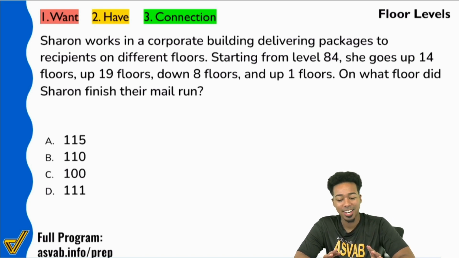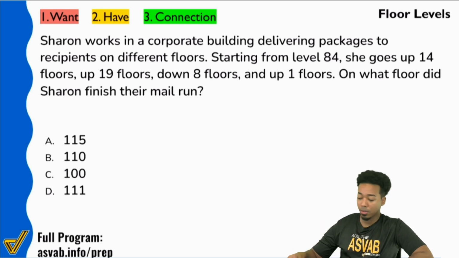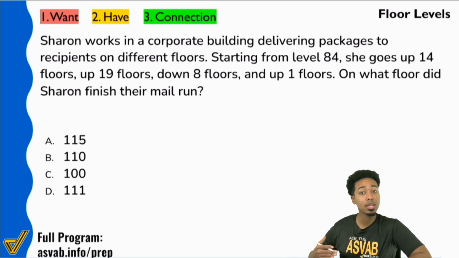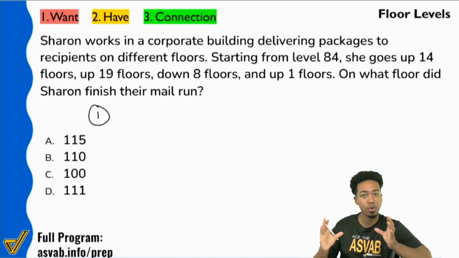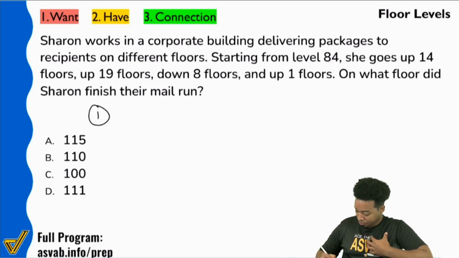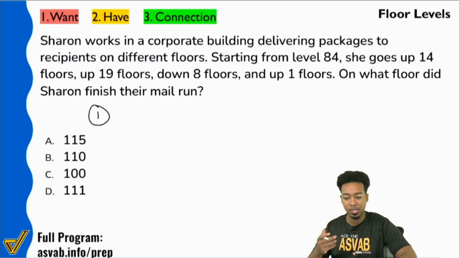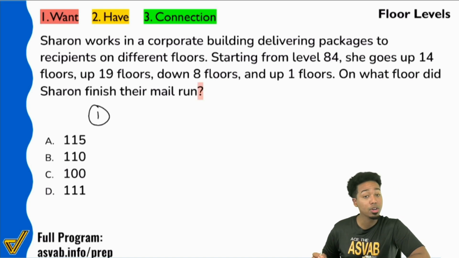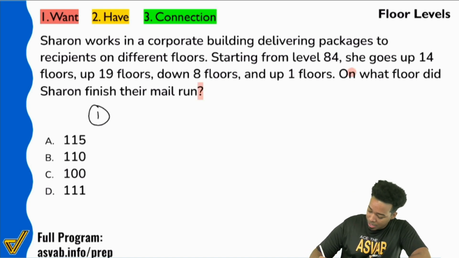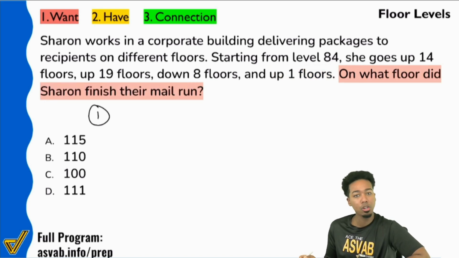But with that, yeah, this is a very good start. Remember that the first thing you want to do in any word problem is write down what the question's asking you to figure out. So you want to be able to do that in a short phrase or less. So for me, and this is what I want you to employ, I invite you guys to think about word problems like this. Go straight to the question sentence. Again, that question mark right there tells you that's the question sentence. And it says, on what floor did Sharon finish their mail run?